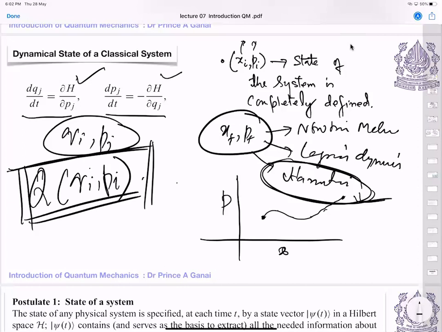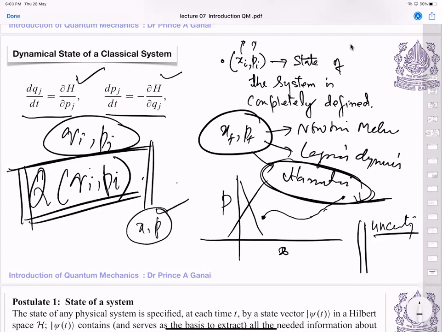Now, this whole idea would collapse in quantum mechanics, because in quantum mechanics, there's a basic idea about uncertainty. That means that we cannot find position and momentum simultaneously. If we cannot find position and momentum simultaneously, the same method cannot be used to fix the state of a system. So position and momentum at one moment are not known precisely. Therefore, the classical method cannot be used to define the state of a system.